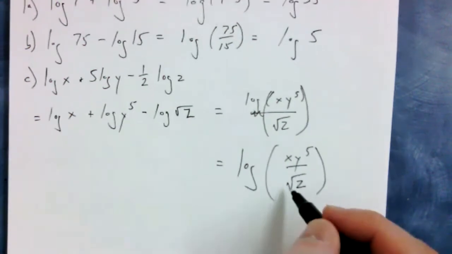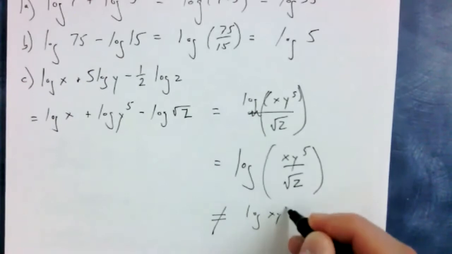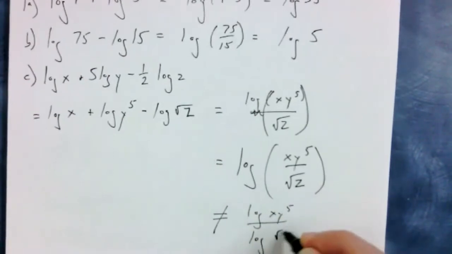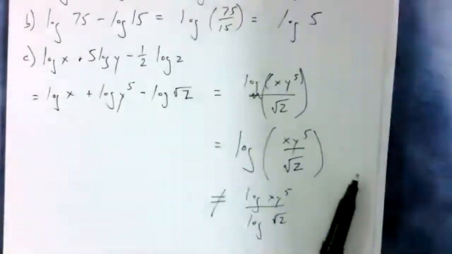Okay, again, just to be really clear, this is not equal to log of x y to the 5th over log of the root z. That is a different animal. So don't make that mistake.